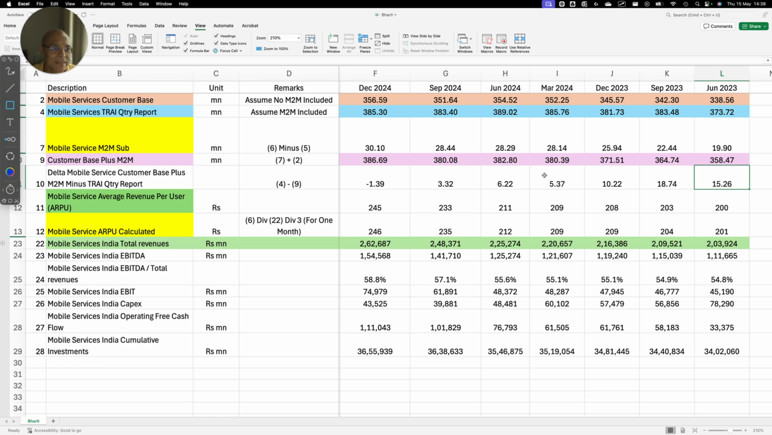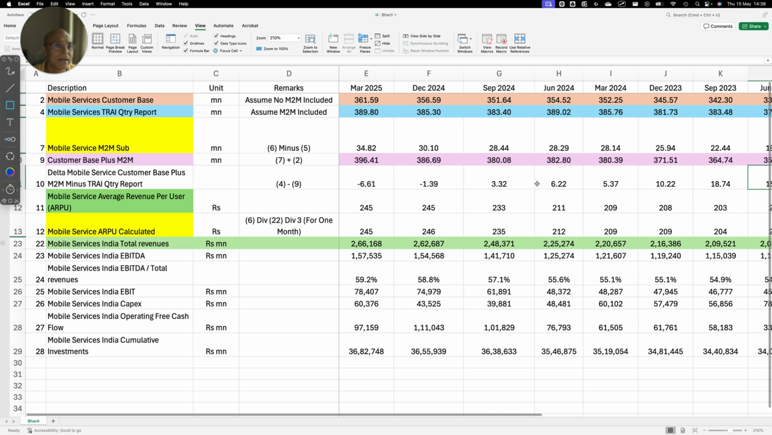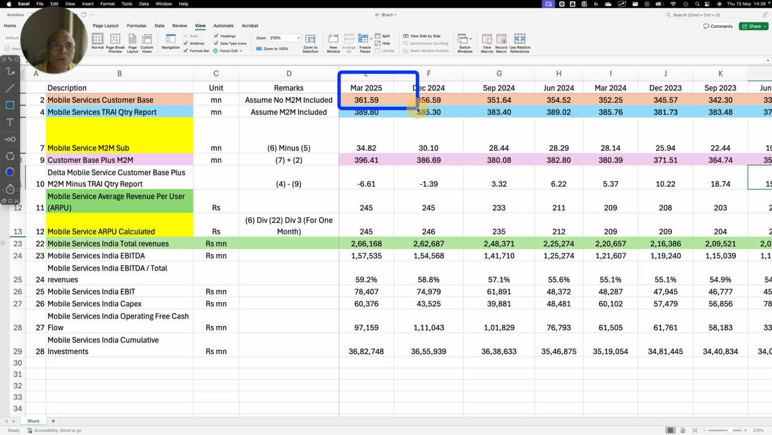It's possible, right? I don't know. I'm just showing you the number. And then in the last quarter of March 2025, this number has become negative. That is what I don't understand. It can become zero. That is understandable. But how can it become negative?